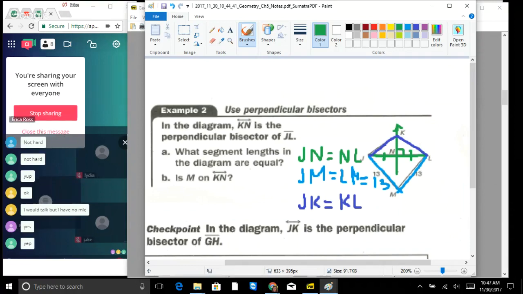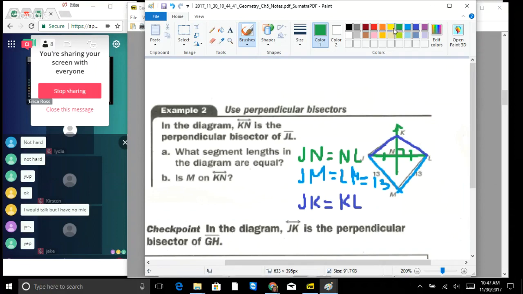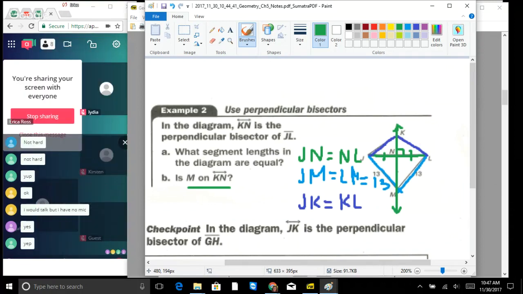The second question is, is point M on line KN? What do we think? Is point M on line KN? Well, it sure looks like it from the picture, right? But we have to actually be able to prove it.